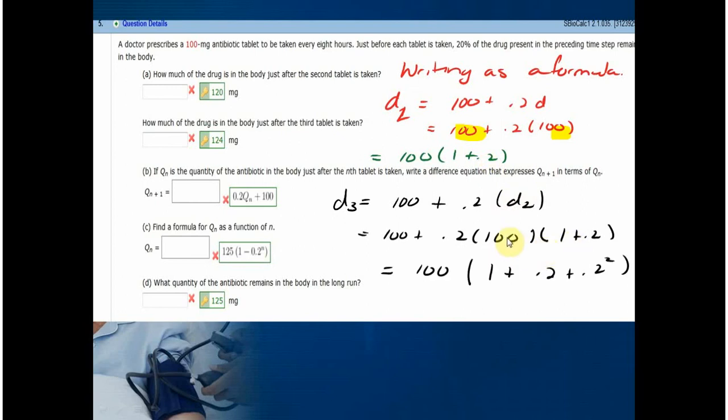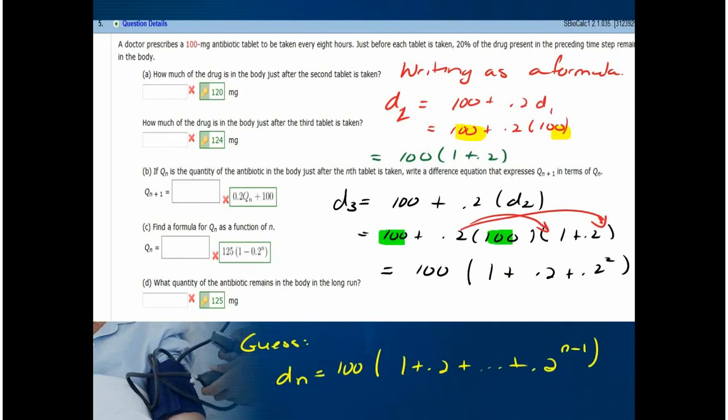Now I have 100 here, and I have 100 here, so I can factor it to the left. So I get 100 times 1 plus 0.2 plus 0.2 squared. Notice I just did the same thing I did before. I have 100 in two spots. I can factor it out to the left. Now, you might want to take this one more time to make sure, but as I can see, D3 is 100 times 1 plus 0.2 plus 0.2 squared. D2 is 100 times 1 plus 0.2. I see the pattern, probably because I did a million of these.